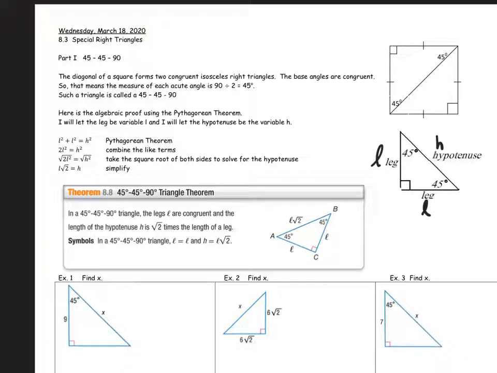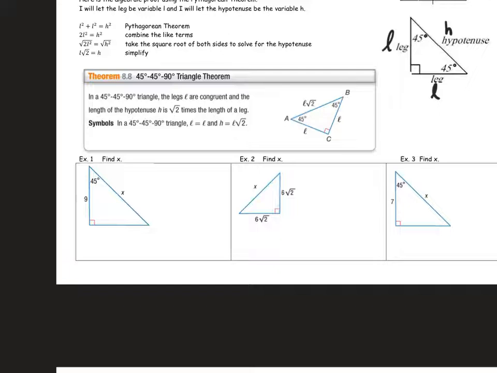So that leads me to the 45-45-90 triangle theorem. It says in a 45-45-90 right triangle, the legs are congruent, and the hypotenuse H is the square root of 2 times the length of a leg. So if I have a leg and a leg, then the hypotenuse is leg times the square root of 2.